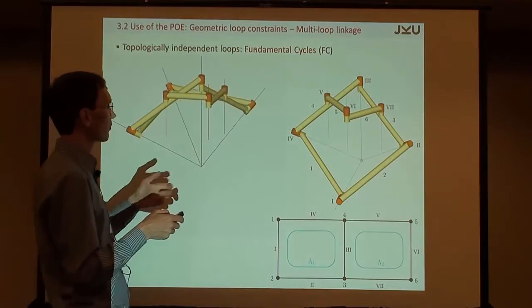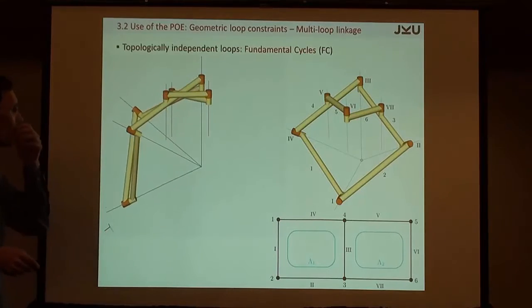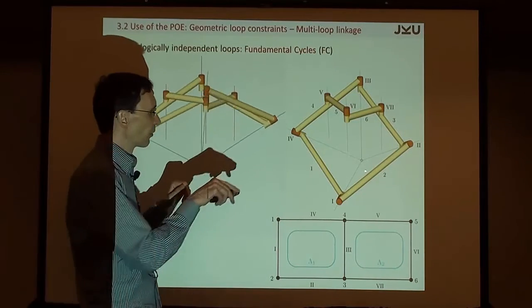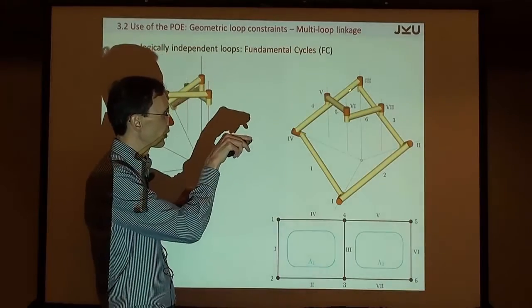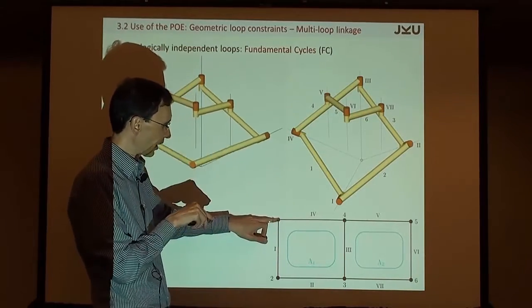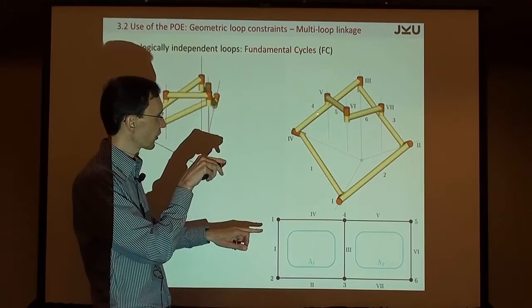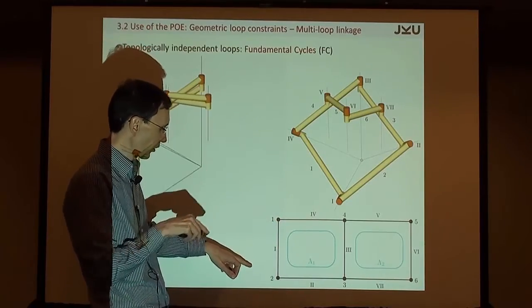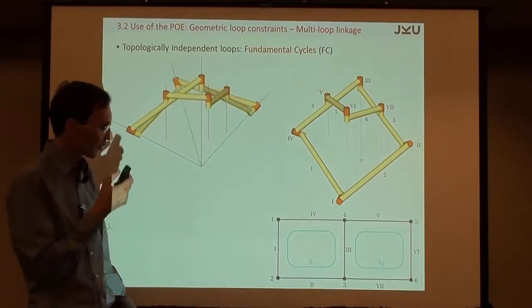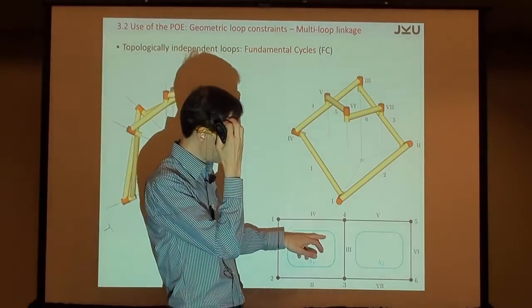Well, you have this funny mechanism here. So how many loops do we have? We have two. We can say there's one here and one here, for example. So in this topological graph, the vertices are just the links, 1, 2, 3 points up, and the edges are the joints. So there are two fundamental loops.